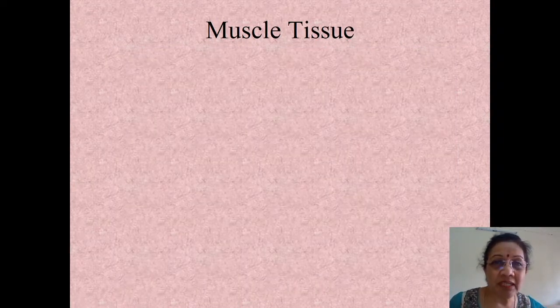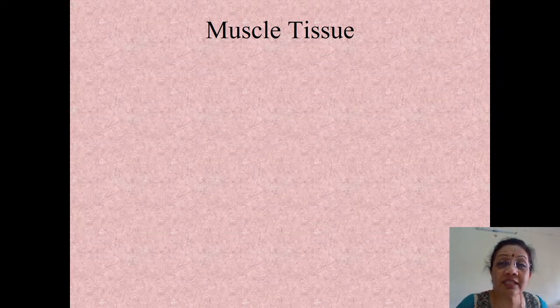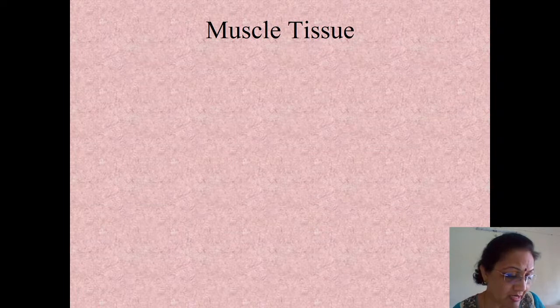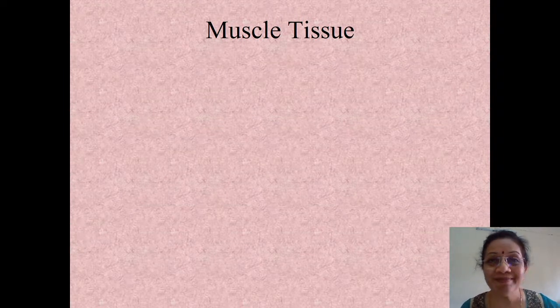Next would be muscle. We'll come to that next week. Revise in your histology atlas and histology textbooks, whatever you have. Please read up cartilage and bone. If you raise any doubts, I'll answer them next week. Otherwise, we will move on to the third basic kind of tissue, which is muscle tissue. Okay, bye for now.